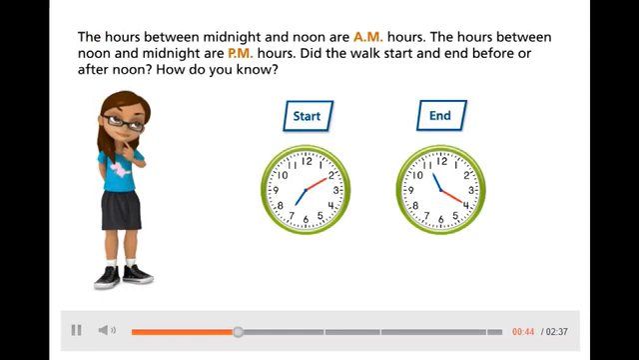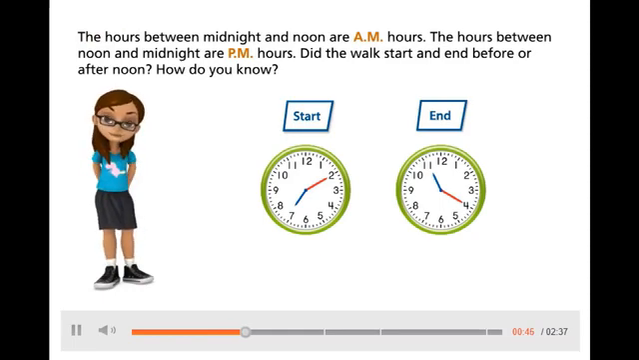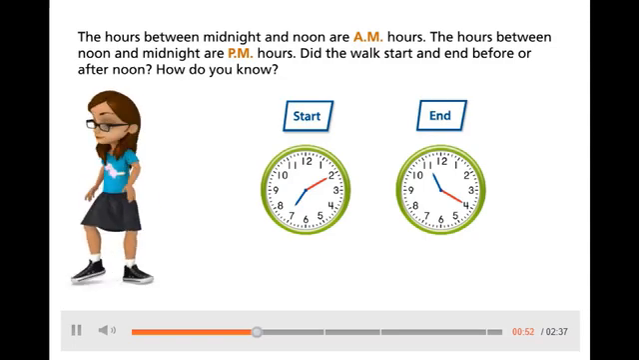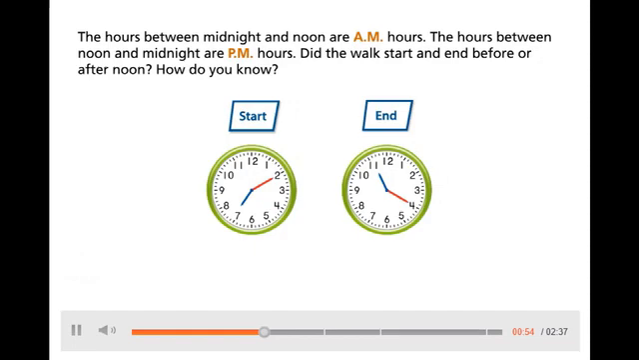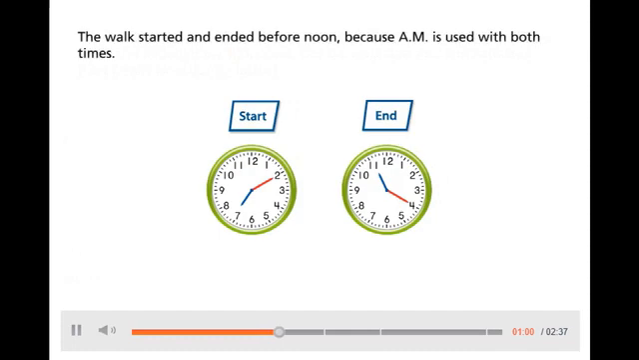The hours between midnight and noon are AM hours. The hours between noon and midnight are PM hours. Did the walk start and end before or after noon? How do you know? The walk started and ended before noon because AM is used with both times.